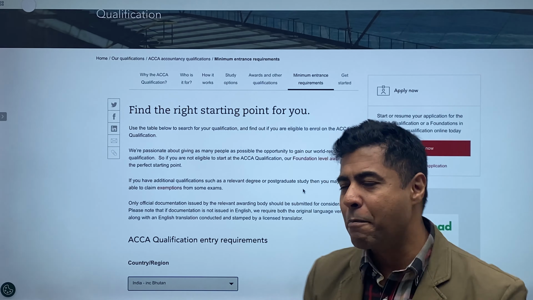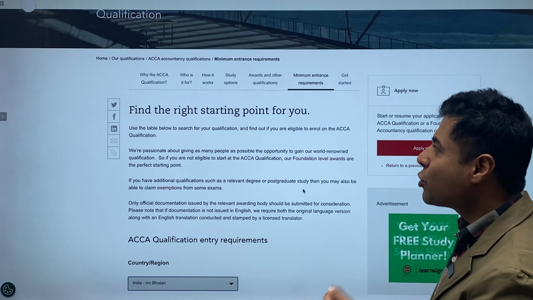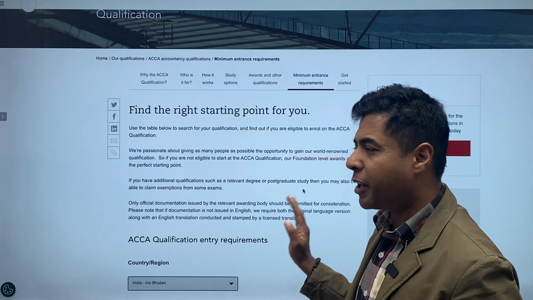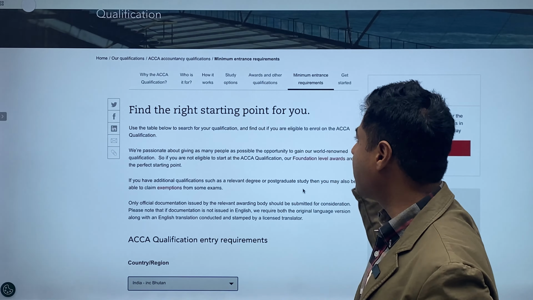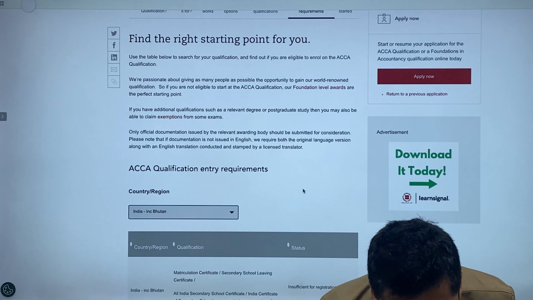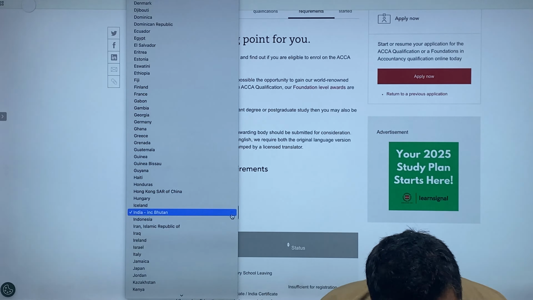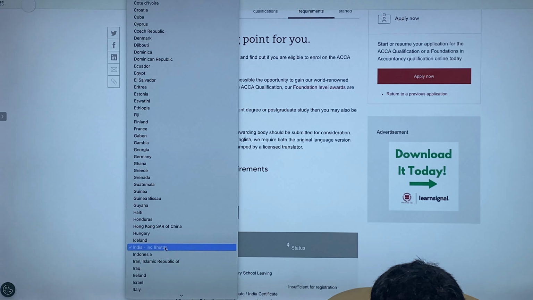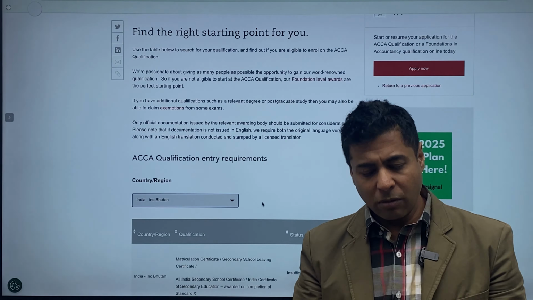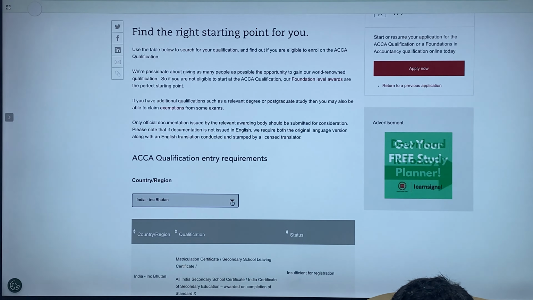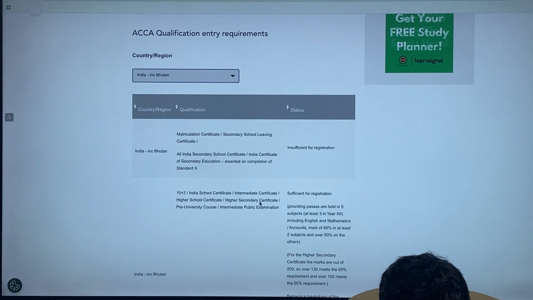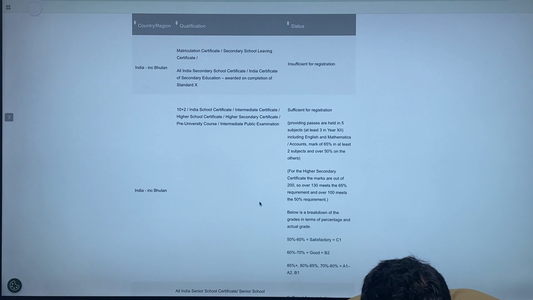I am back on the ACCA website to start with. If you search for ACCA eligibility requirement, you will get this page. If you come down, there is a section where you have to select the country. I am in India, so I am going to talk about this. I have selected India, and here are the requirements. Let's try to understand each of these requirements.